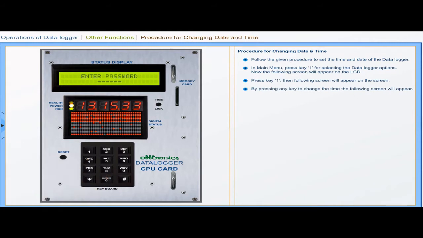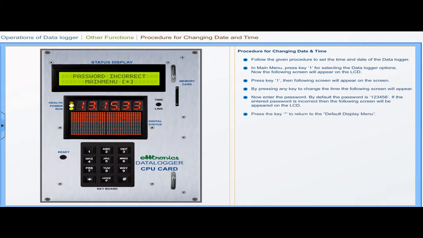By pressing any key to change the time, the following screen will appear. Now enter the password. By default, the password is 123456. If the entered password is incorrect, then the following screen will appear on the LCD. Press the star key to return to the default display menu.